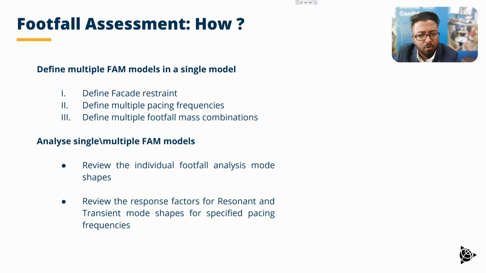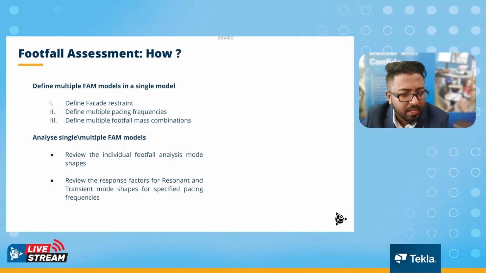This can be achieved in a more efficient and productive environment than using the traditional approach of creating multiple disconnected models. You can simply create a model and then define its façade restraints, multiple pacing frequencies, and multiple footfall mass combinations, and then analyze the model altogether, which will give you the footfall analysis results. And then you can review the individual footfall analysis mode shapes. And if required, you can also go back and change the pacing frequency and do it again for multiple cases.